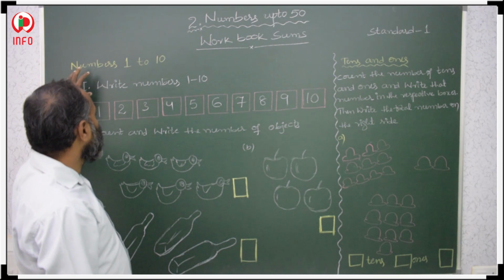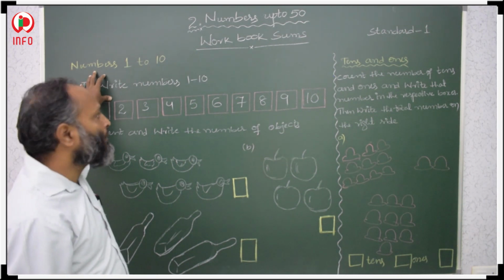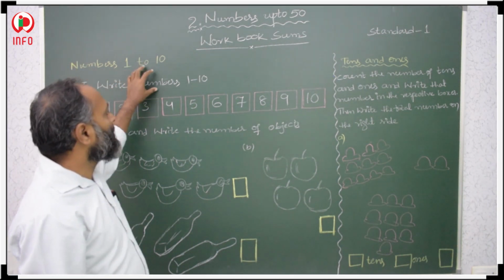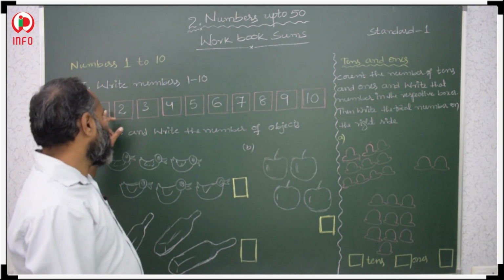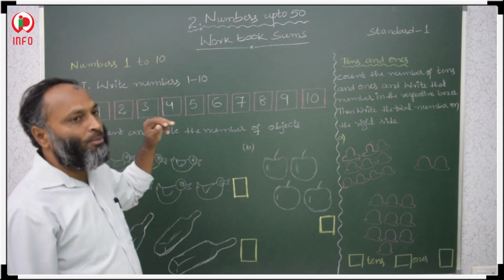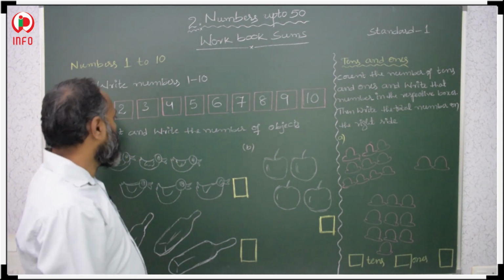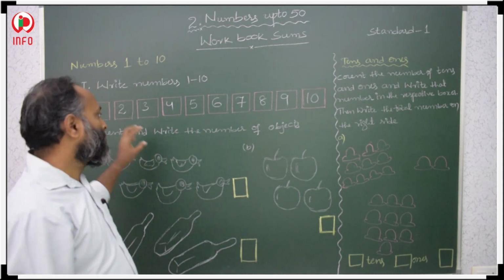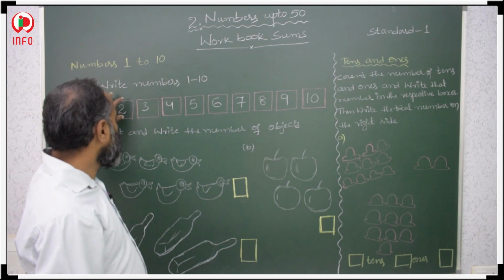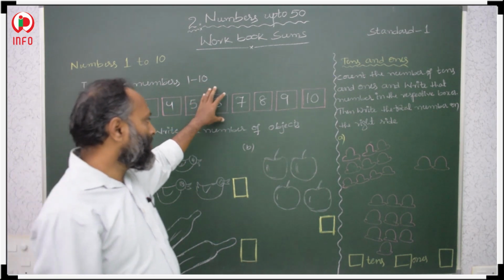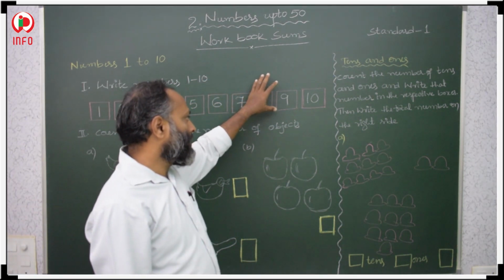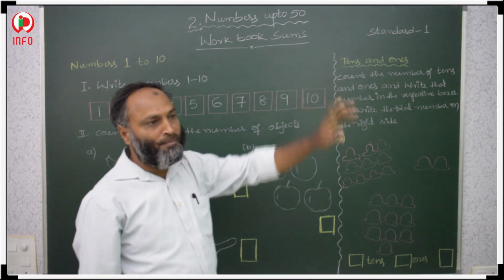In the first question, what is he asking? Write numbers 1 to 10. So 10 boxes are given. In these boxes we have to write numbers from 1 to 10. In the first box 1, 2, 3, 4, 5, 6, 7, 8, 9, the last 10.